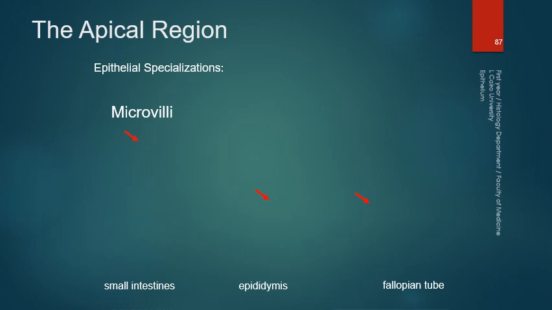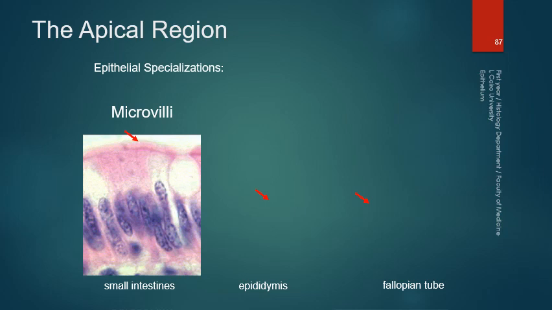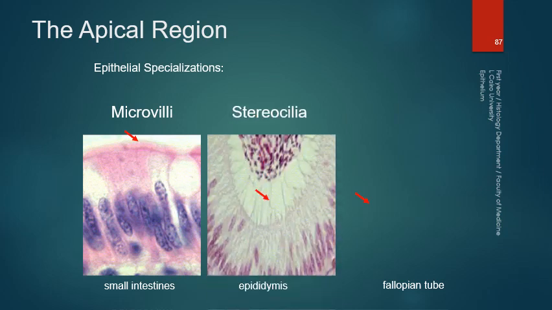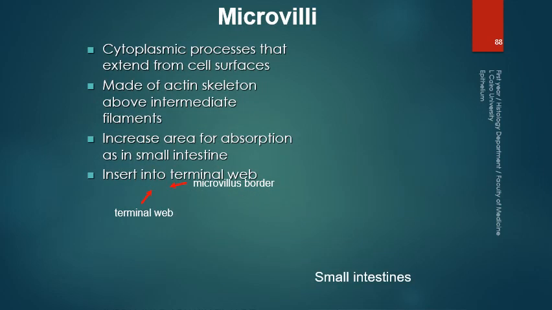In the apical region, we might have microvilli to increase surface area, and stereocilia, which are elongated microvilli needed for absorption of the content, present only in the epididymis. Cilia move in one direction. The microvilli are projections containing actin filaments in the center, and they increase the surface area for absorption.